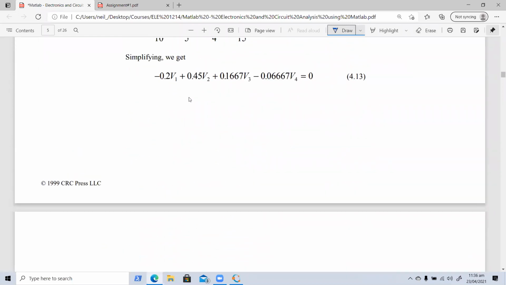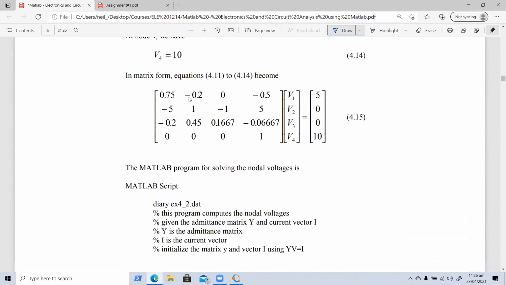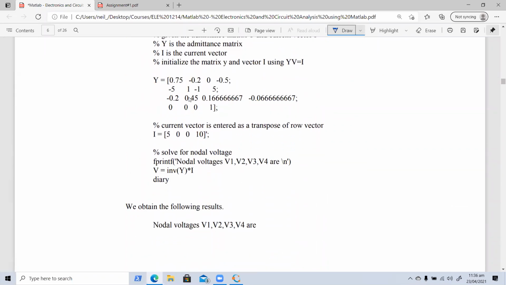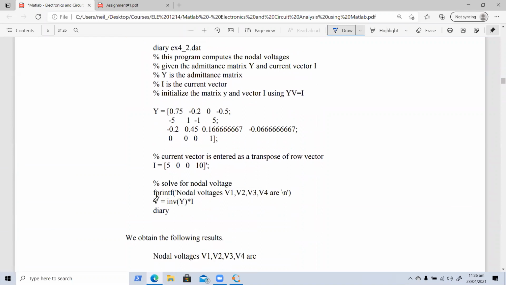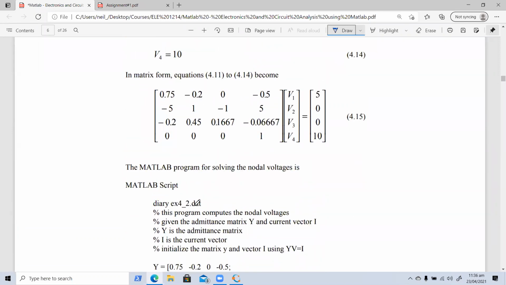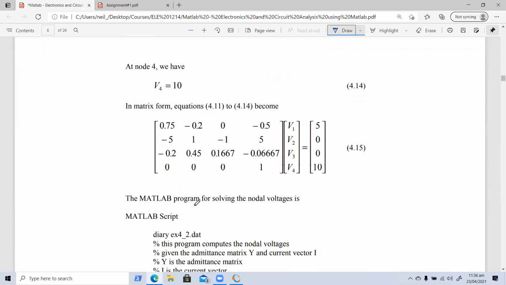So you do all that, your supernode calculations and so on, and you end up with a 4x4 matrix. Who here can find the inverse of a 4x4 matrix? Can anyone? Can you remember this? It's very hard. But with Matlab, we can just input that matrix and then do the same thing we've been doing: V equals the inverse of Y times I, and we get the answers, right? So try this 4x4 matrix now.